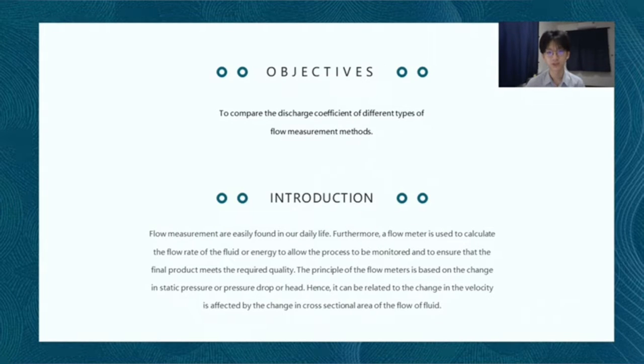For the introduction, flow measurements are easily found in our daily life. Furthermore, a flow meter is used to calculate the flow rate of the fluid or energy to allow the process to be monitored and to ensure that the final product meets the required quality. The principle of the flow meters is based on the change in static pressure or pressure drop or head. Hence, it can be related to the change in velocity, which is affected by the change in cross-sectional area of the flow of fluid.